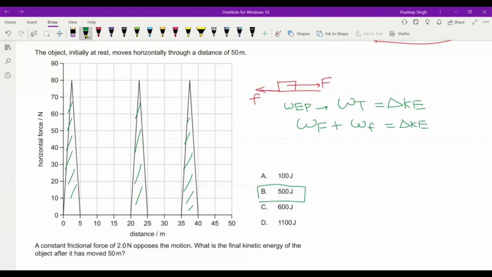So Ahan, work done by capital F is your area under the curve. Oh, yeah, fine, I got it. Work done by friction you have to incorporate, which is 2 into 50. No, no, no. 2 into 50 into cos 180. Friction always acts opposite to displacement, right? That is equal to the change in kinetic energy. So solve this, Sahan, and check what you get.